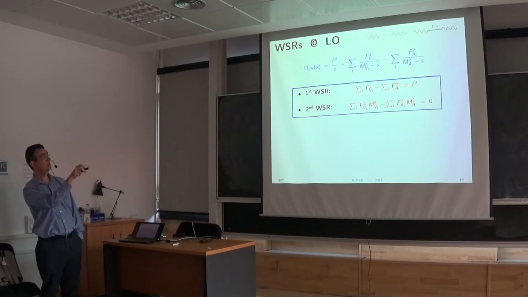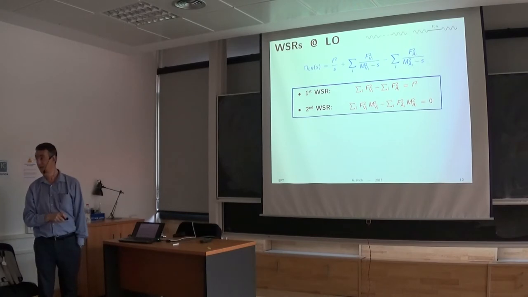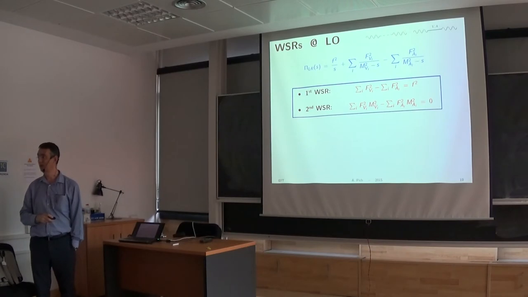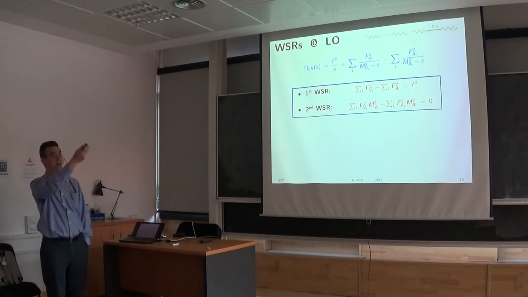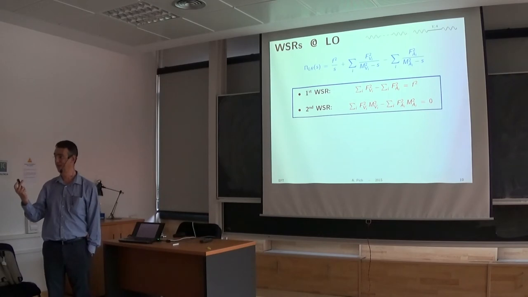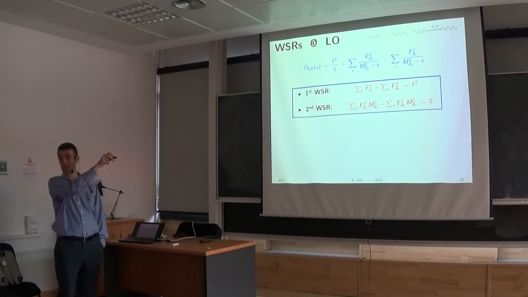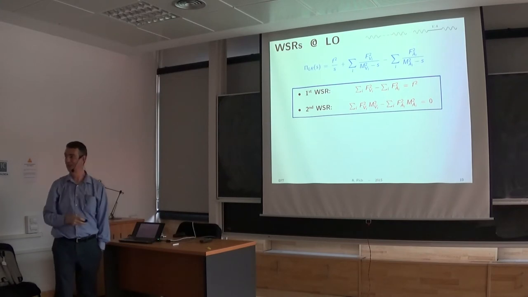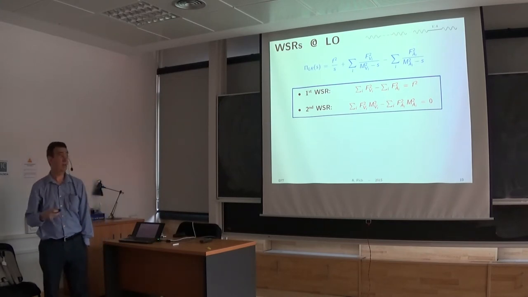So at large s, this goes like f squared, this as minus f squared, this as minus f squared. Okay? So you need to impose this equality because this should be zero. But now you Taylor expand the next term that goes like 1 over s squared. How? You expand these propagators in powers of m squared divided by s. And the next term should also cancel. So you get two conditions.